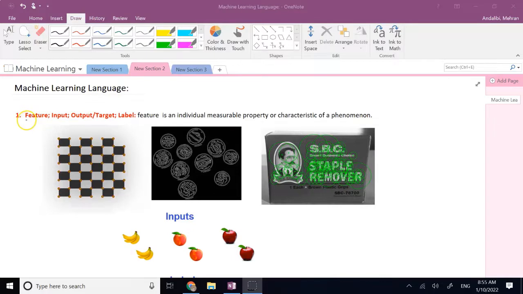The first thing that you need to work with a lot is feature, right? So a feature is basically any individual measurable property, anything that you can measure and you use it in your inputs, your outputs, and so on to basically quantify the machine learning problem, right?